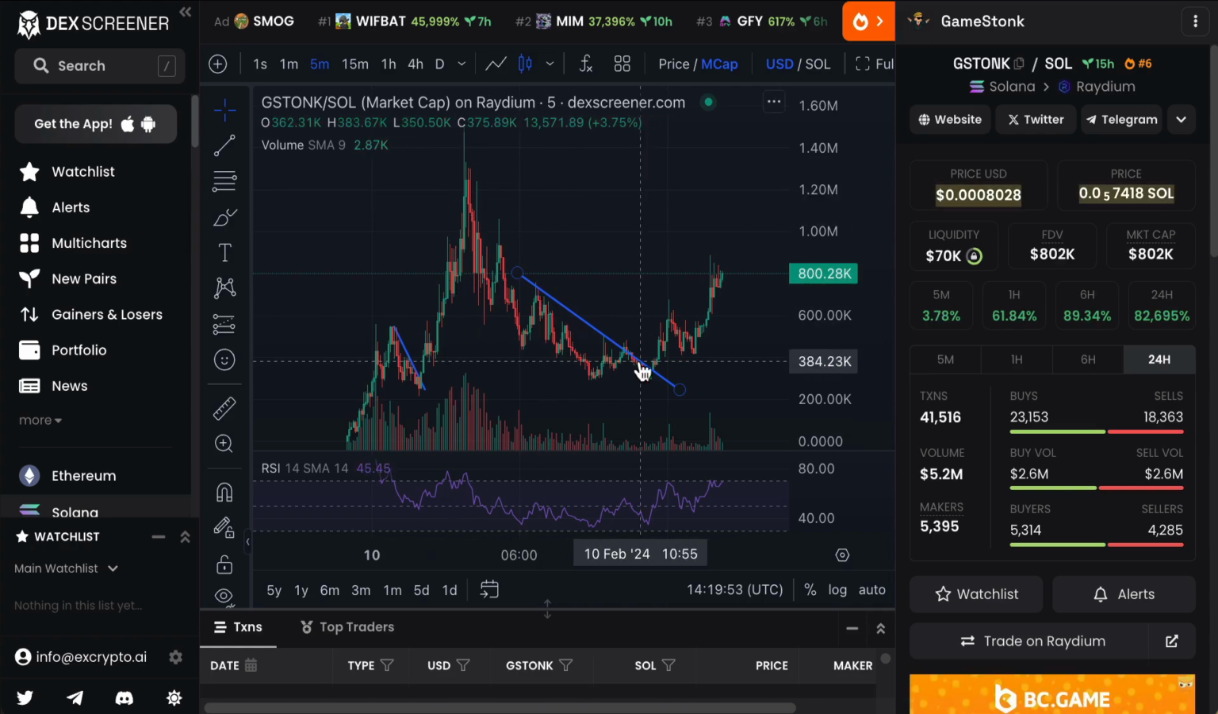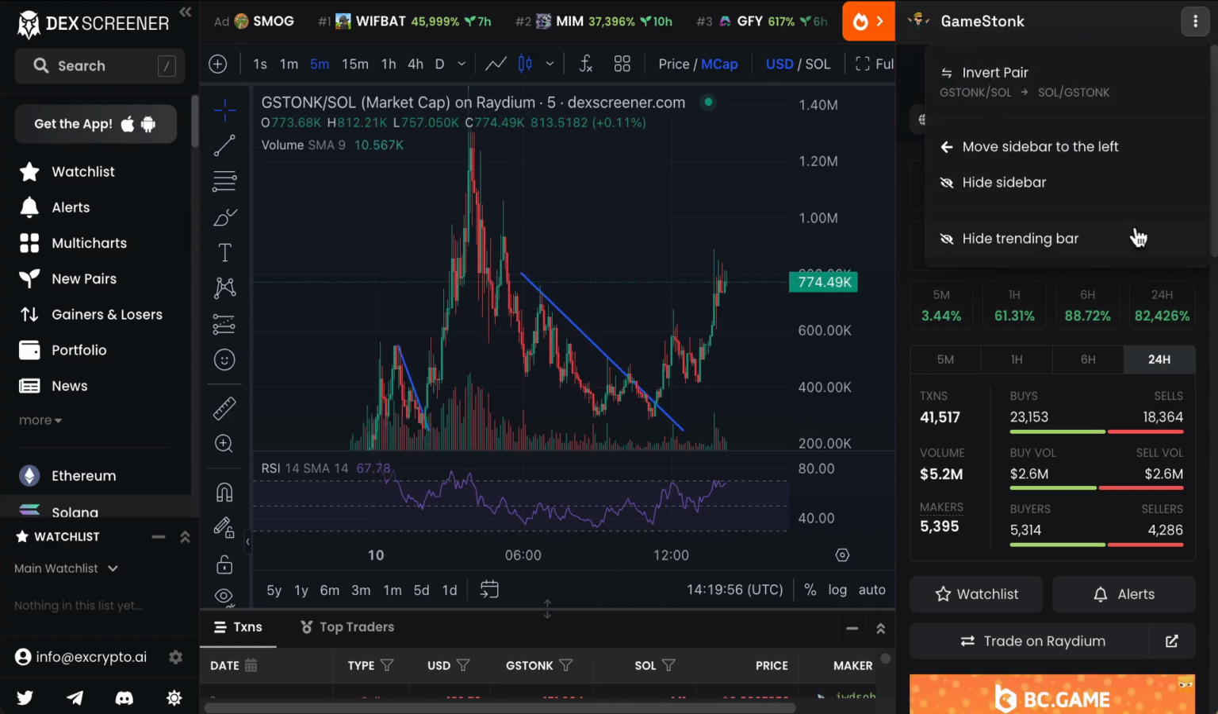Trend line, not that clear, but a little bit of a trend line there. But notice, let me just hide the chart. So this is literally one live that I've been watching. And notice a lower low here, and then a higher high.